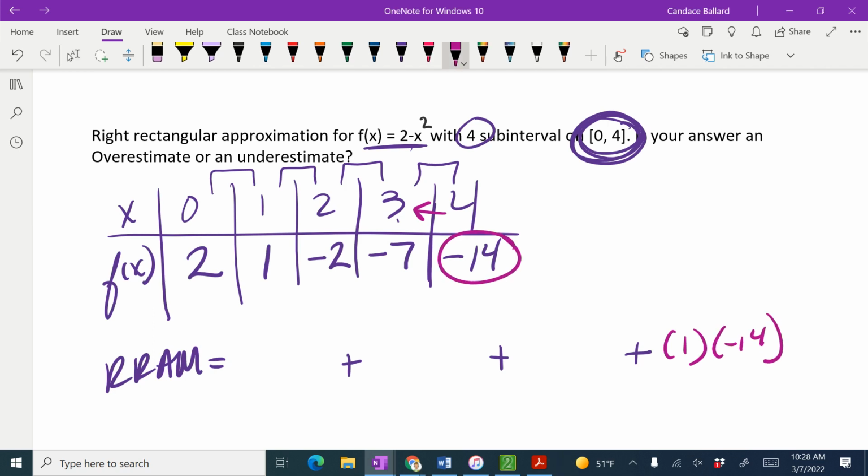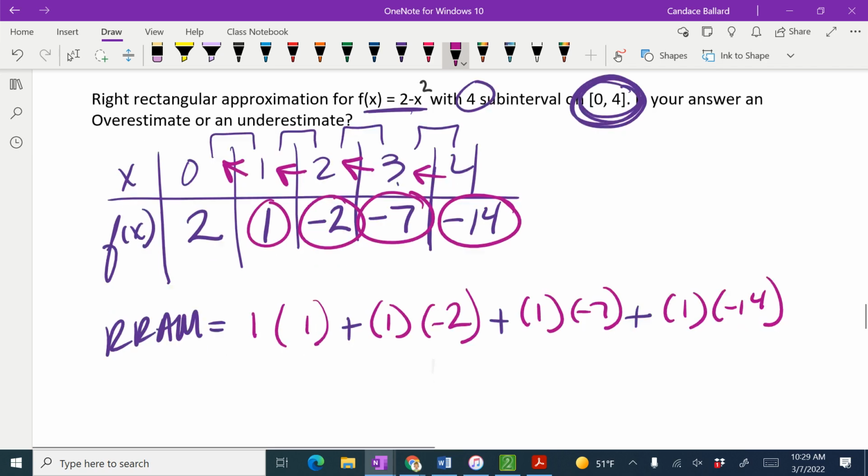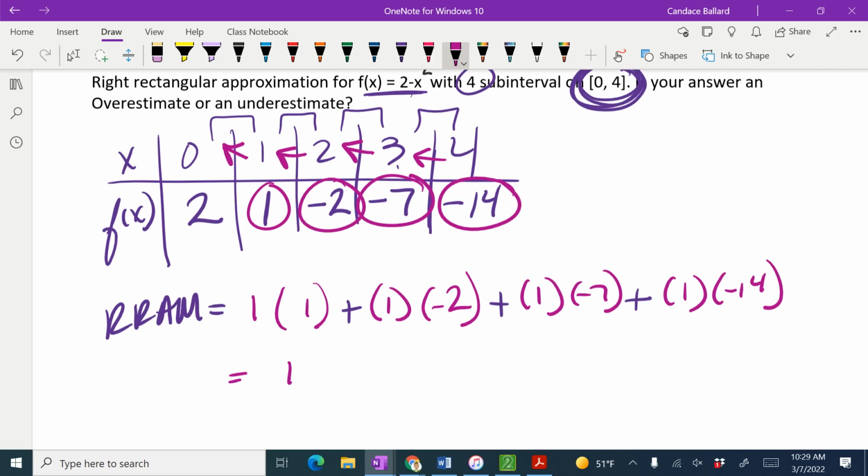I totally just made up this problem. That's why they're all negative, and that's okay. It happens that way sometimes. My next distance in between is what? 1. And then my height is? Good. My next distance in between is 1, and my height is -2. My next distance in between is 1, and my height is 1. At this point, we're multiplying and adding. So let's see what we got here. I'm seeing 1, -2, -7, -14.